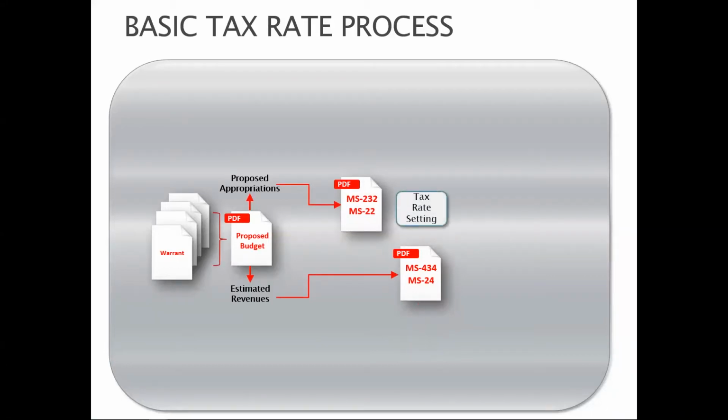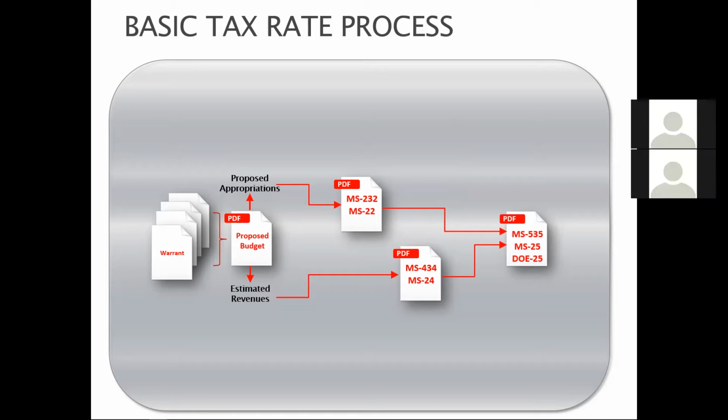DRA calculates your tax rate by taking the difference of your voted appropriations and your estimated revenues. That's the amount to be raised in taxation. That's divided by the total assessed value, which is listed in the MS1 or the MS1V. After tax rates are set, the information is brought forward and represented on your final financial form, which is the MS-535 for towns, cities, or villages, the MS-25 for school districts, which is also known as the DOE-25.